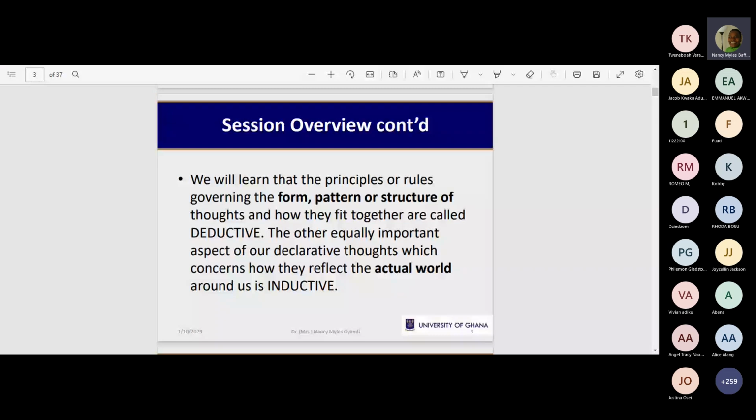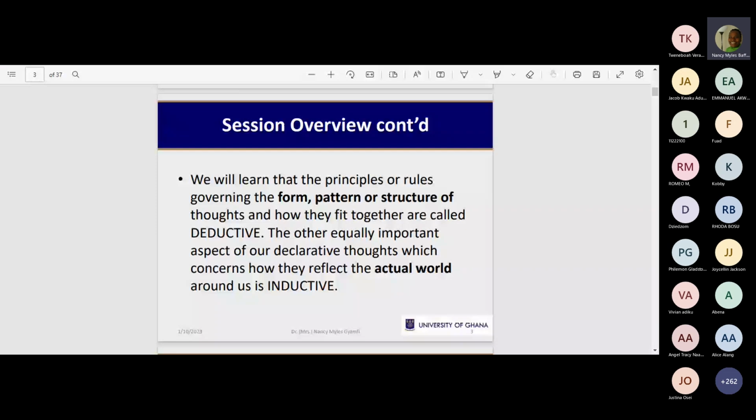Deduction versus induction. Now on the screen, you see one is more concerned about the pattern, the form, the structure of thought, while the other one is actually concerned with the content of that thought. So deduction deals with pattern, structure, form, and so has a certain sense of certainty with it. Whereas induction deals with content, subject matter. And therefore, it's a question of probability and not certainty.